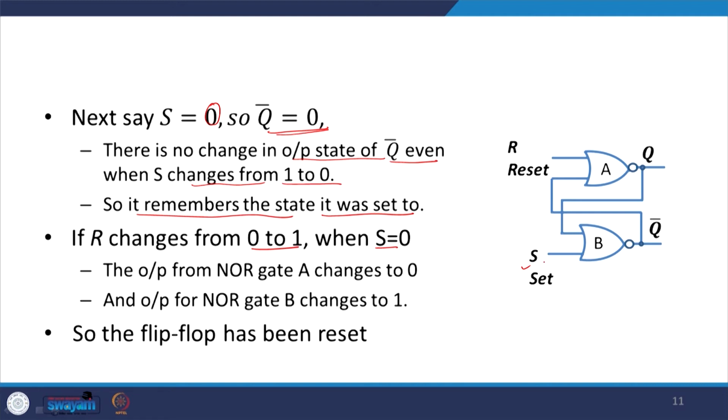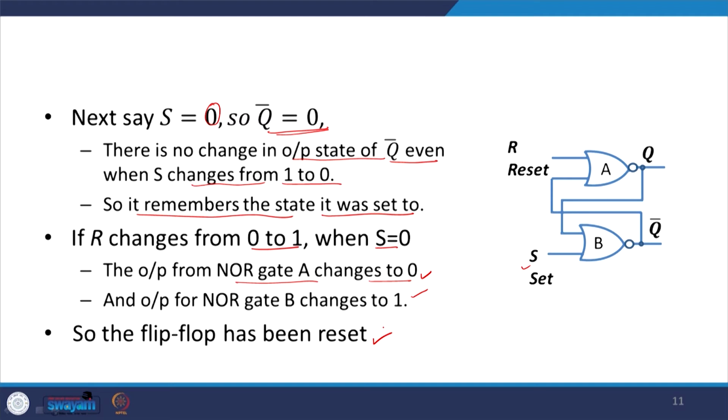Okay, what we have is that the output from NOR gate A changes to 0. So, 1 and 0, its output is going to be 0. So, the output from NOR gate A changes to 0 and the output of NOR gate B changes to 1, because 0 0 and its invert is going to be 1. Okay. So, the flip flop has been reset.